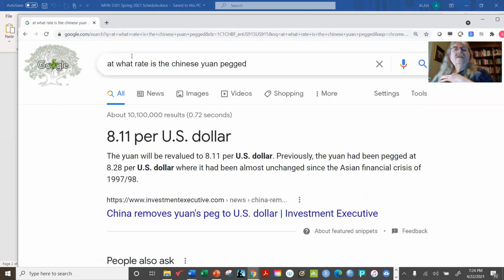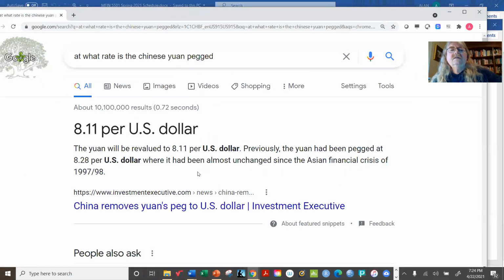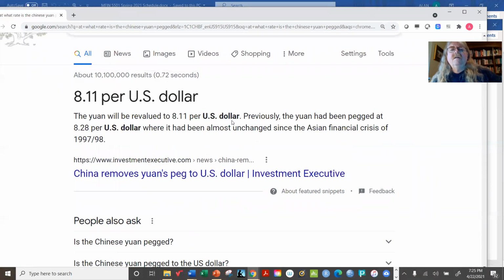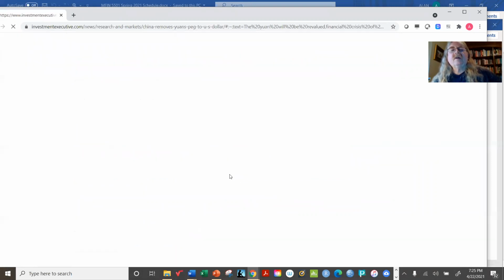Okay, it says here it's only 8. When was that written? Oh, so it says here the yen will be revalued to 8.11 per US dollar. I thought it was lower than that. Previously, it had been pegged at 8.28 per US dollar, where it had been almost unchanged since the Asian crisis of 97-98, which somebody may want to write about.